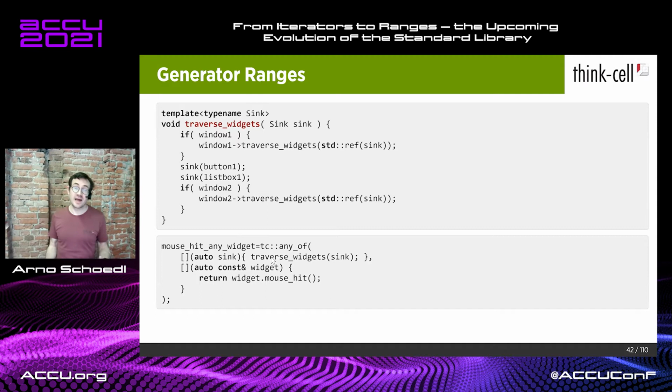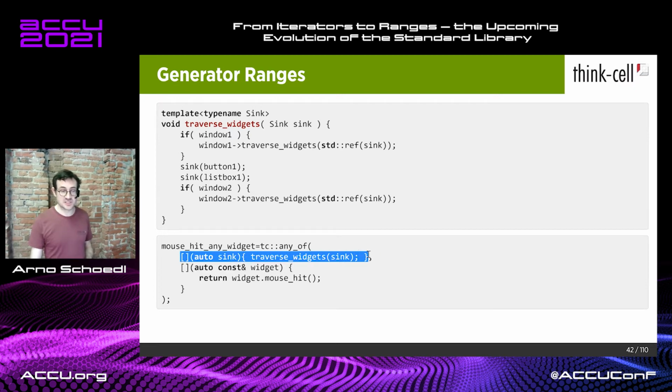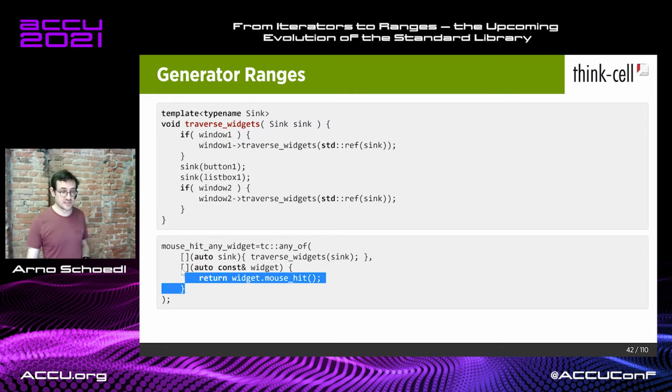Now, it would still be nice to be able to treat it like a range, to use the regular range algorithms on it, so that you can have commonality in the code. You can have the same kind of canon of words and expressions that you use. So here you could run an any-of, and this lambda here that is just traversing widgets would be a range. And you can just stick it into the first parameter of the any-of and then have your predicate here. Now, how can we do that?